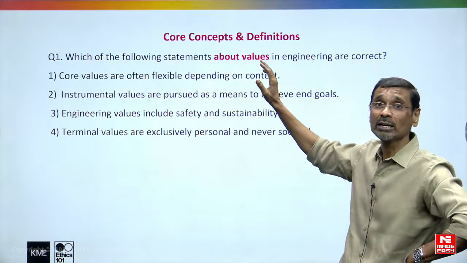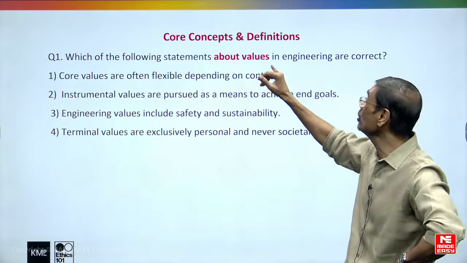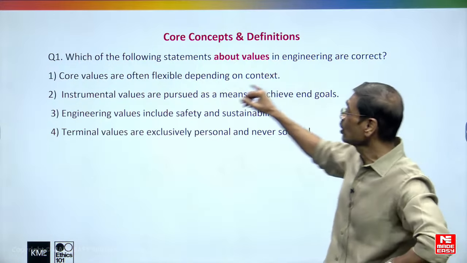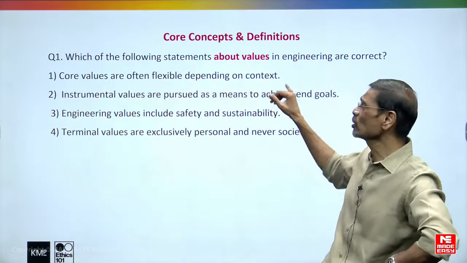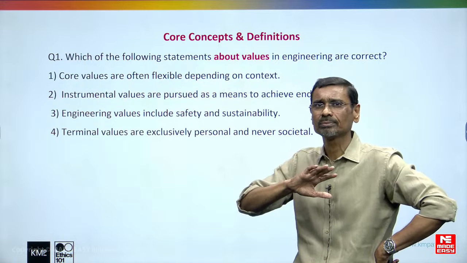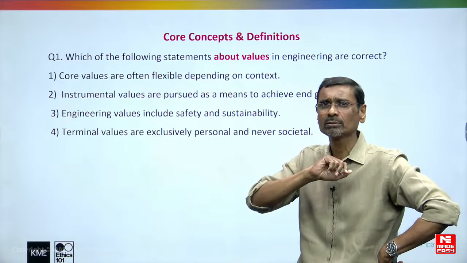Which of the following statements about values? I'm not asking about morality, I'm not asking about ethics, I'm asking you about values in engineering, not human values. Values in engineering are correct. Core values are often flexible depending on the context. Seriously? Core values are stable or change with times. Do you think it's a right statement? What do you say?